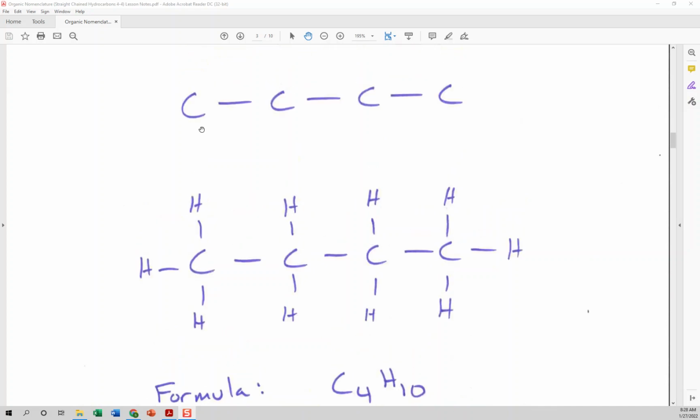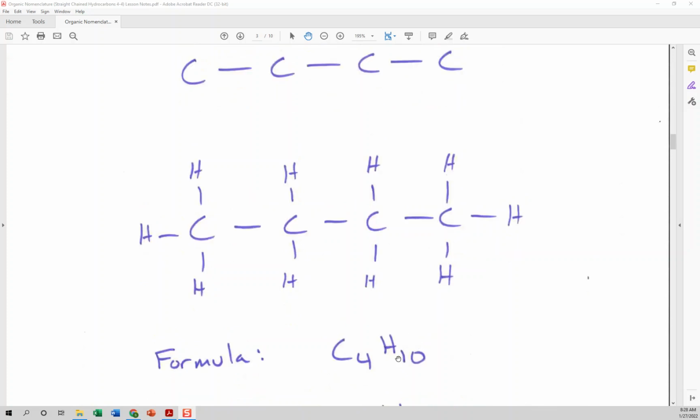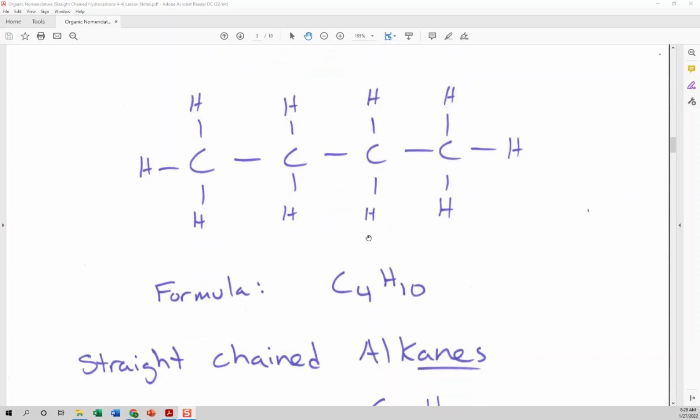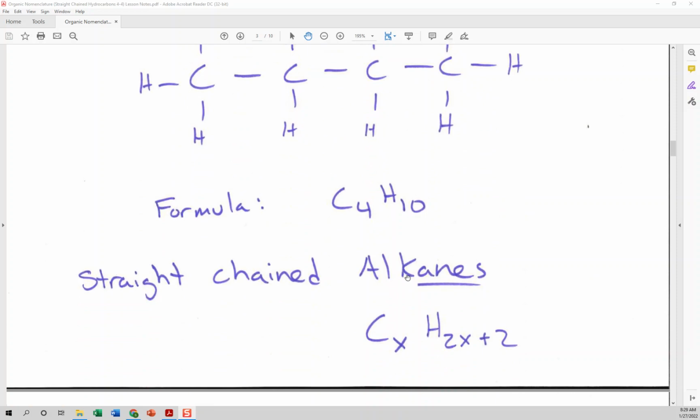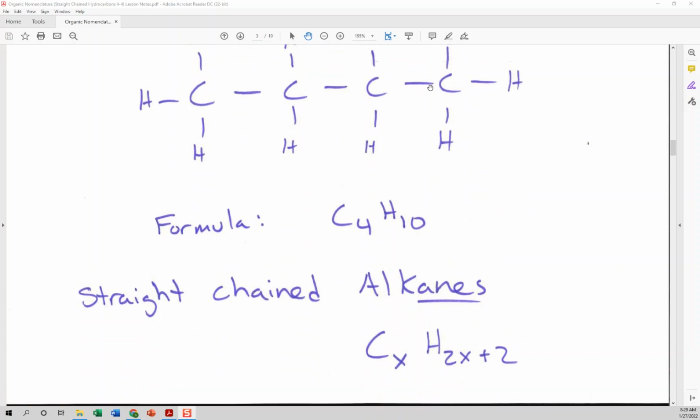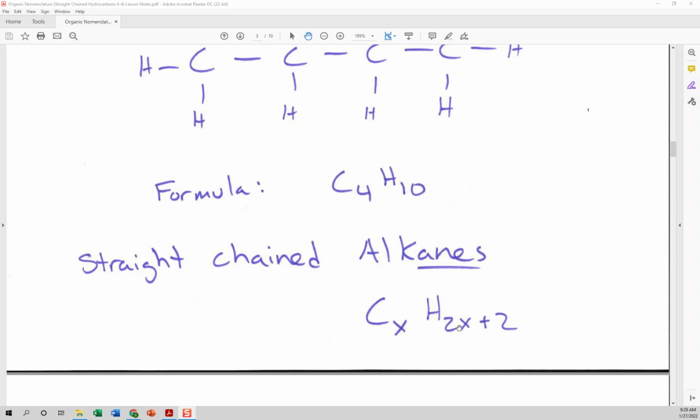So if I have 4 carbons in a row and they're all single bonded to each other, I'm going to end up needing 10 hydrogens to satisfy the octet rule for all the carbons. Okay? So when you have straight chained alkanes, meaning all the carbons in a row are single bonded to each other, that's what ane means. The formula is always going to follow this equation. You take the number of carbons, we'll call it X, you multiply it by 2 and add 2, and that'll give you the number of hydrogens.